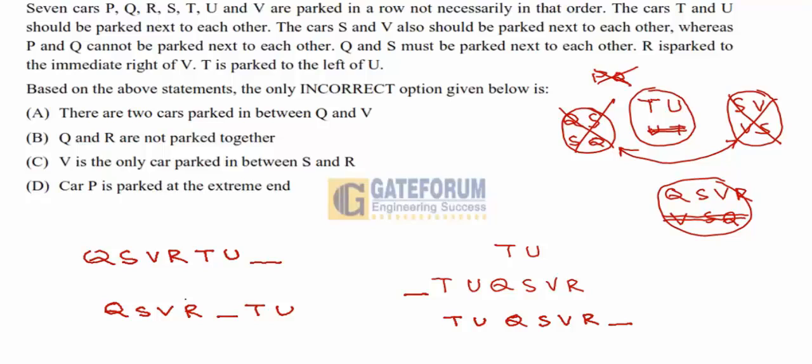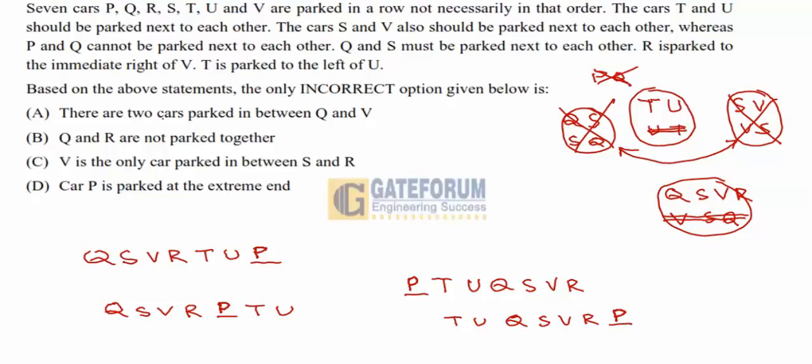Let us now check the options. First of all, let us see whether all the criteria hold. The cars T and U should be parked next to each other, which is there, and T is parked to the left of U, correct? For all the cases, the cars S and V should also be parked next to each other, which is correct for all the cases. Whereas P and Q cannot be parked next to each other, which is also true. Let me fill this up. So you see P and Q are not parked next to each other. Q and S are parked next to each other, which is correct in every case. P is parked to the left of U, which is absolutely correct. So all these four cases are correct.